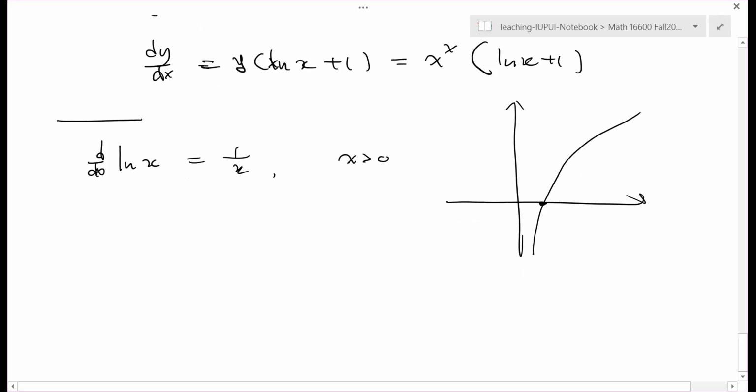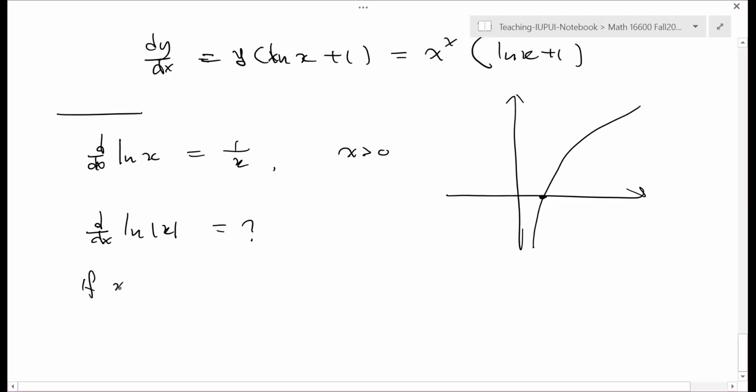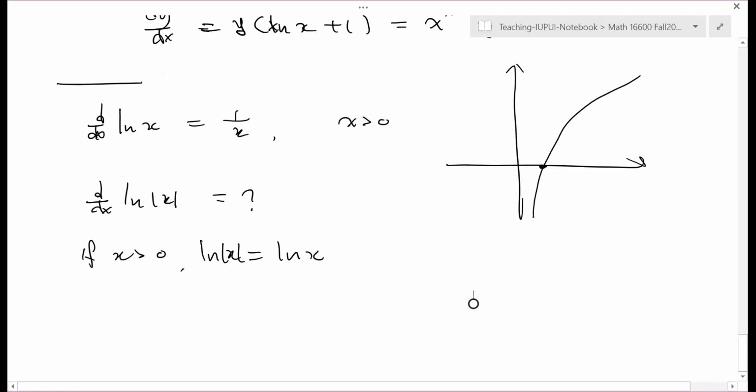All right, so this is a formula. Then if you look at the natural log of the absolute value of x, it's defined for negative x. So the question is, what is its derivative? This function is not defined at the origin, but it's defined on the left-hand side of the x-axis and the right-hand side. So there are 2 cases here. If x is positive, the natural log of absolute x is the natural log of x, so the derivative is 1 over x.